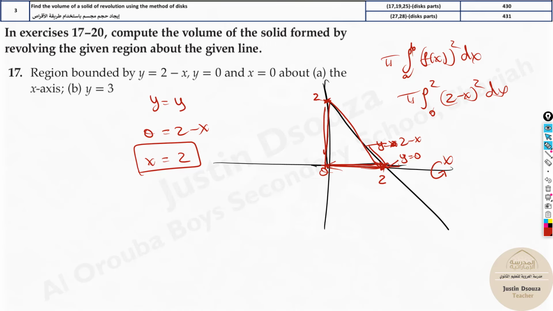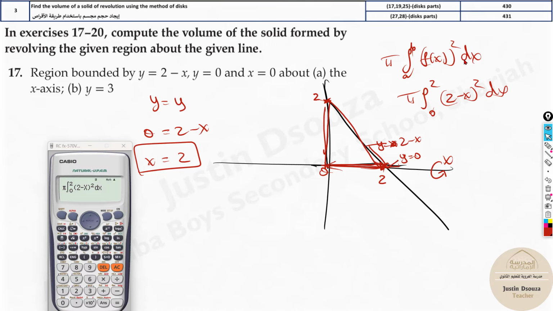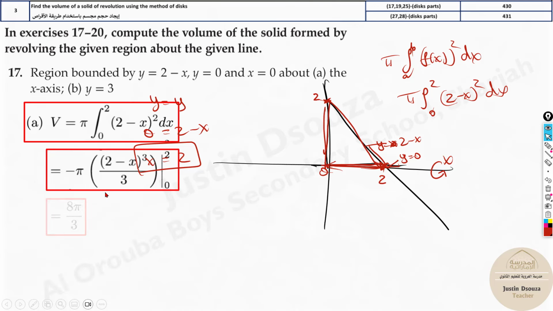Just put it in the calculator and you'll get the answer. So I've typed this equation as it is. You can see it's pi integral 0 to 2 of (2 minus x) the whole square dx. Just press equal to, it's 8 by 3 pi, or it's 8.37. So both might be the answer. It's in terms of unit cube. So this is the answer.